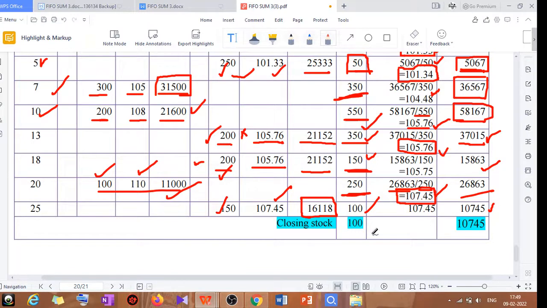Okay, now at the end of the month, we need to calculate the closing stock. How to calculate the closing stock? Okay, whatever the last transaction, that is on 25th, what was the unit remained? That is 100 units. So mention 100 units. And what about the amount? That is 10,745. I hope it is clear to you, students.